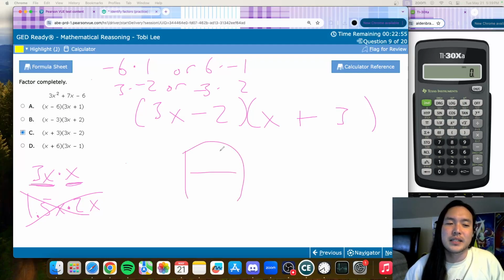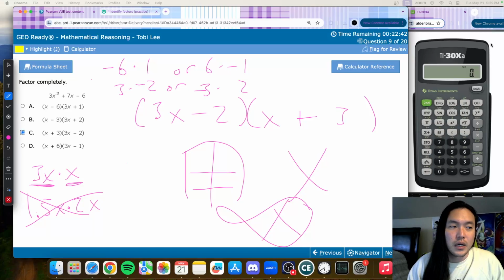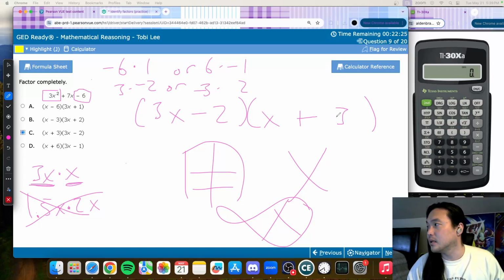Teachers ask you to make little boxes or little charts or blah blah blah. I've seen some kids start making fish. A lot of kids do a lot of weird things to factor, but really this is what it boils down to. You need to be able to think about the factors of the first term. Thankfully, there's only one set, 3x and x. You need to think about the factors of the constant. Here, this is a little bit more complicated. You have negative 6 times 1, 6 times negative 1, 3 times negative 2, or negative 3 times 2. And then you just need to try all of them until you get a combination that allows you to get 7x in the middle.